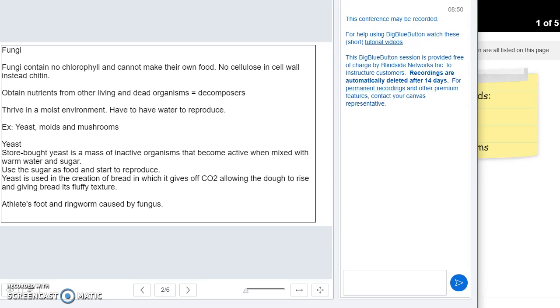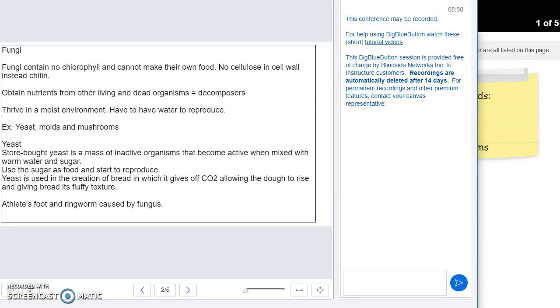So fungi contain no chlorophyll and cannot make their own food. Chlorophyll is an important organelle in plants. Plants have to have chlorophyll in terms of photosynthesis and creating their own energy. So we transform the sun's energy in plants through the process of photosynthesis, and plants then are able to create their own energy. So with fungi, they have no cellulose in their cell wall.